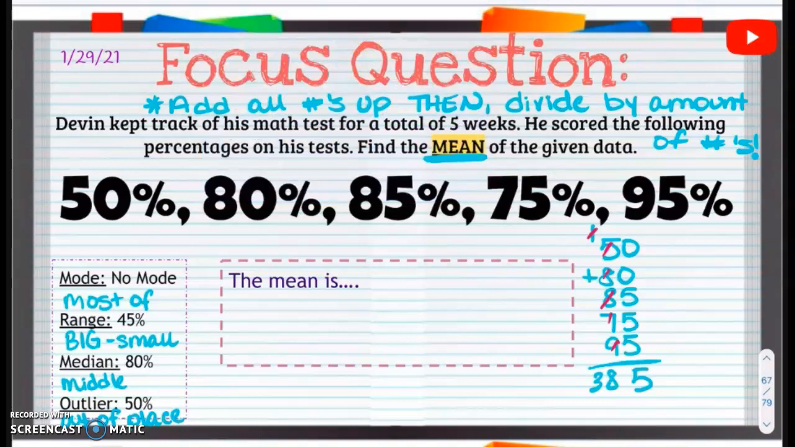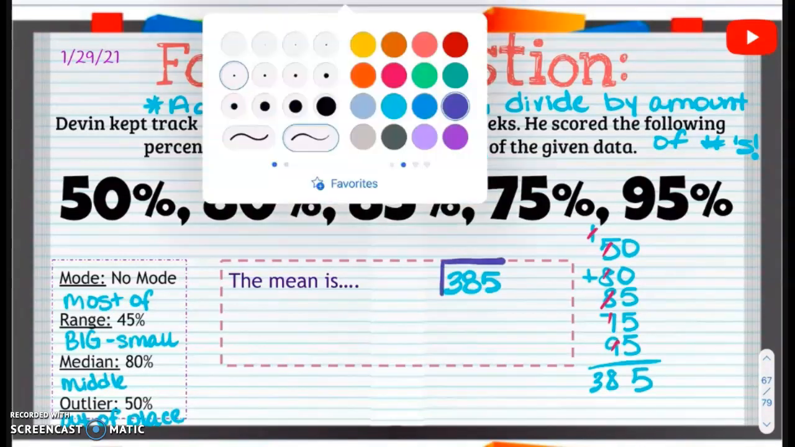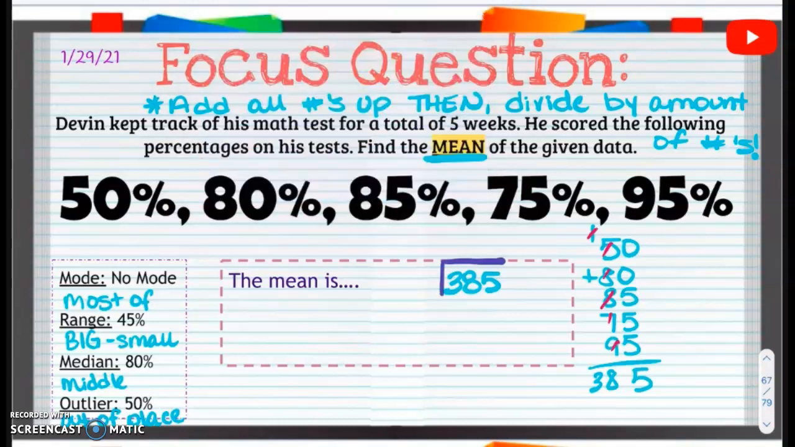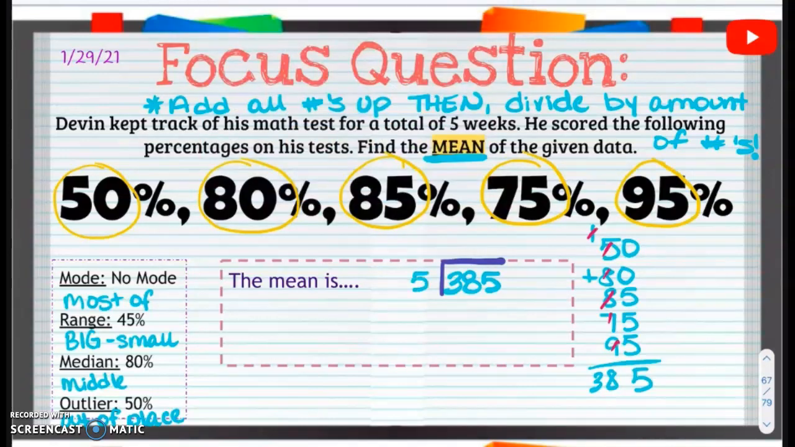Now we're going to take 385 and we are going to divide it by the total number of numbers there are. So there are, let's see, 1, 2, 3, 4, 5 numbers. So we're going to divide it by 5. All right, how many times can 5 go into 3? It can't. How many times can 5 go into 38? Oh, that can go in 7 times. 5 times 7 is going to be 35.